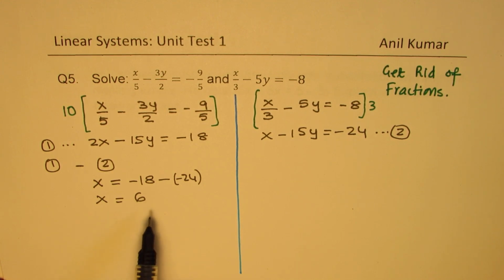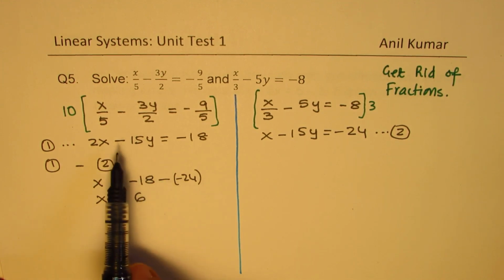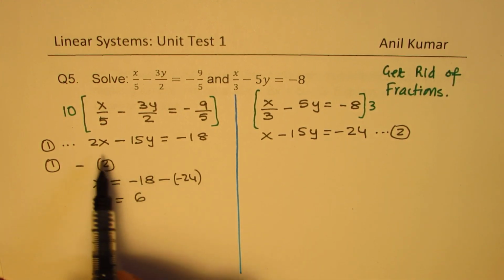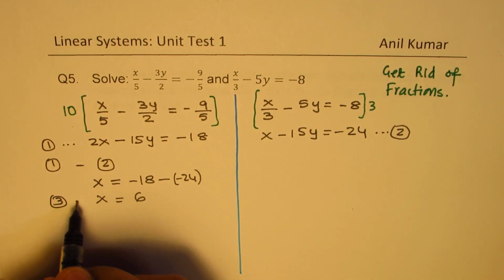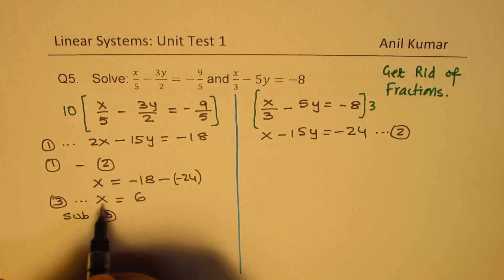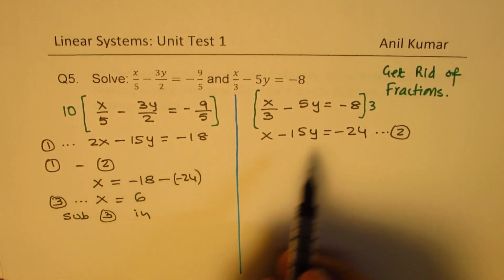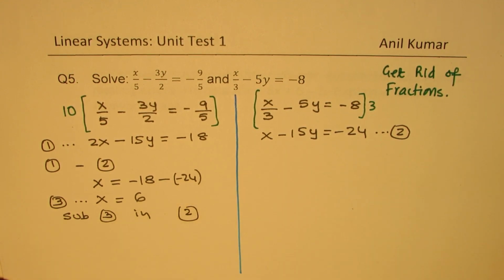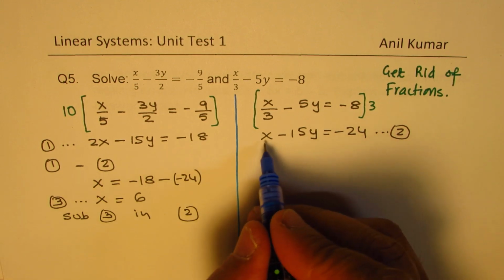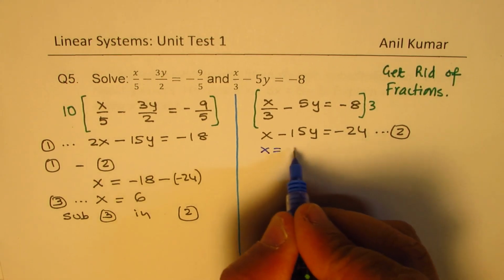Now, to get the value of y, we may use any one of our equations. So we have this. Let's call this equation as 3. So we'll sub the value of x in, let us say, equation 2, right? In 2. So let's substitute here. So what do we get? So we are substituting the value of x, which is equal to 6 here, right? So we get x equals to 6 here.